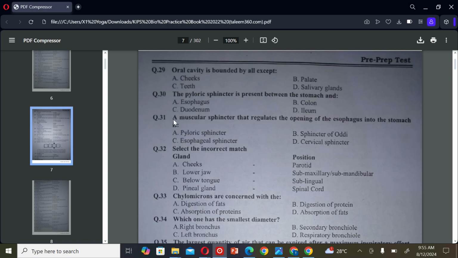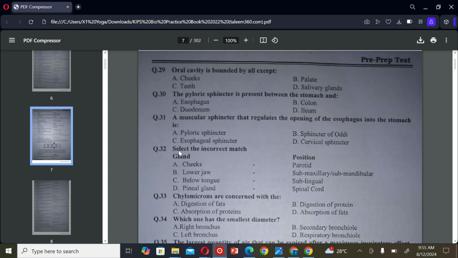Duodenum. The next MCQ is: a muscular sphincter that regulates the opening of the esophagus into the stomach is A. Pyloric sphincter, B. Sphincter of Oddi, C. Esophageal sphincter, and D. Cardiac sphincter. So the correct option is C.